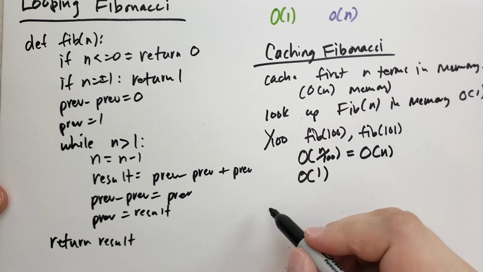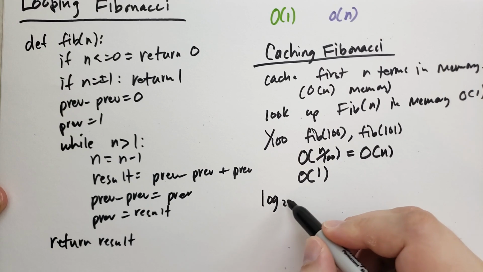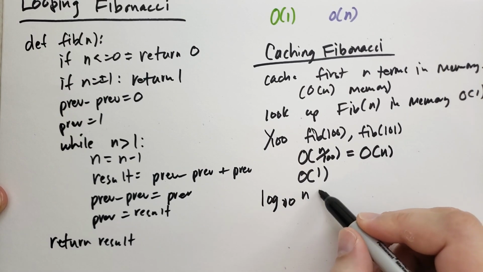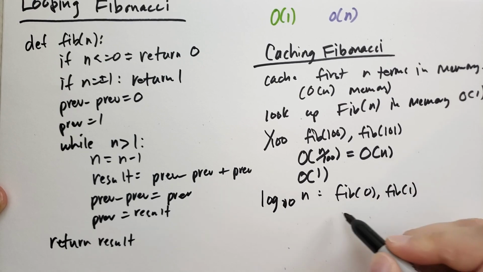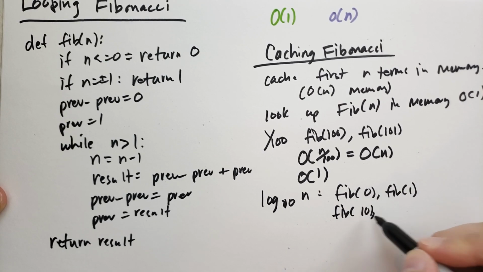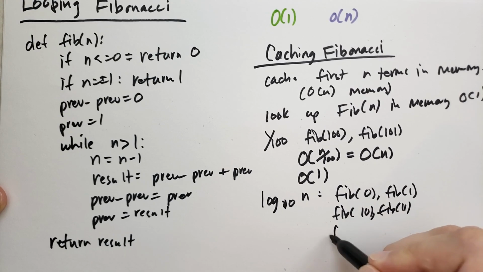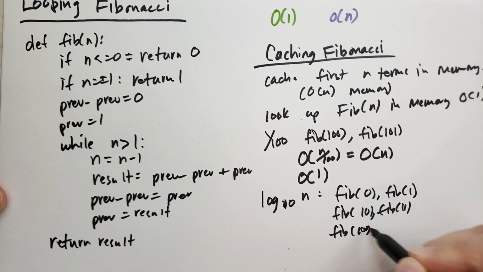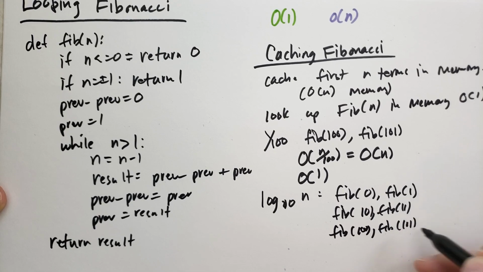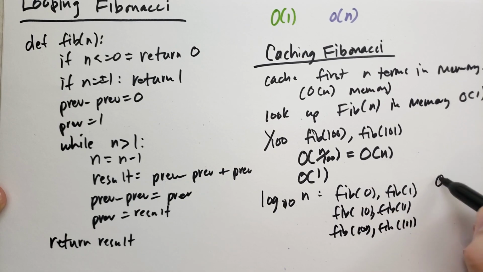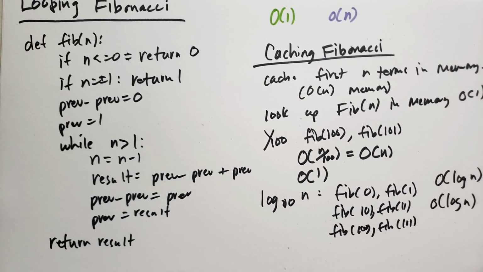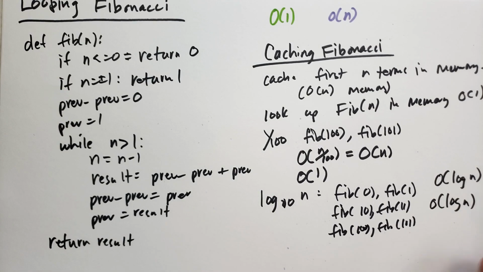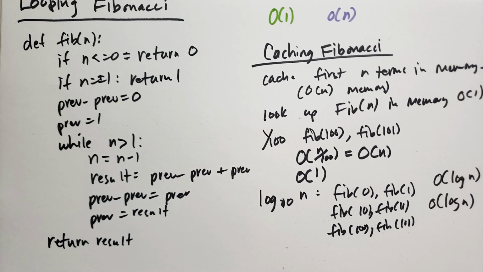Another alternative, you might think, well, let's store like the logarithm, like log base 10 of n. So we're going to store fib of 0 and fib of 1, and we're going to store fib of 10 and fib of 11, and then we'll store fib of 100, and then fib of 101. And certainly this would use a lot less memory. It'd be order of log of n to store in memory. It'd also be order of log of n to find the next value, because you might have to count down up to log n steps to find the value.